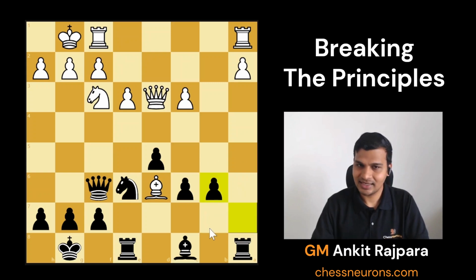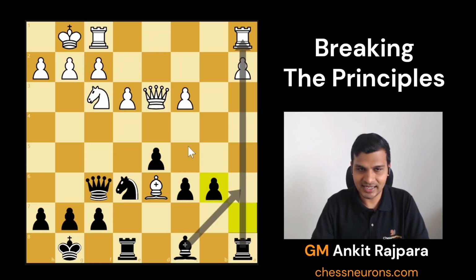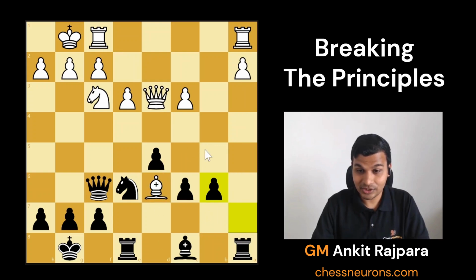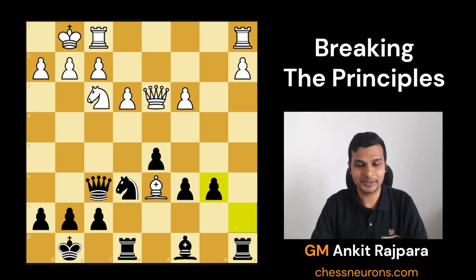And then after this, as I said, semi-open file. These ideas can be there. This bishop is not that well placed since the c5 pawn is not there, and that gives us the advantage.